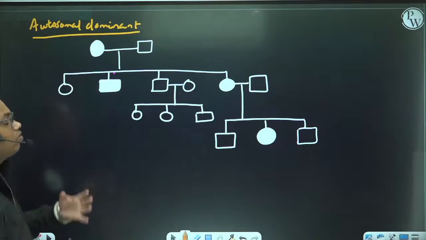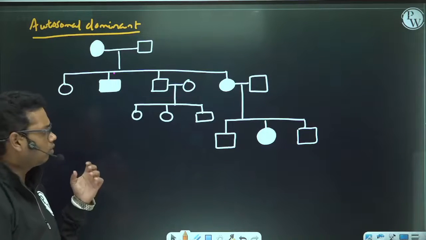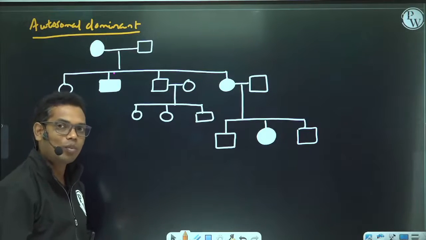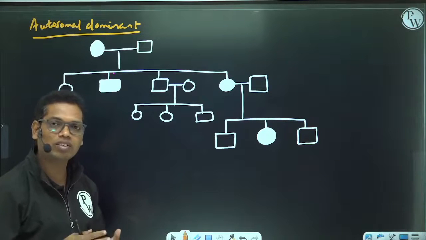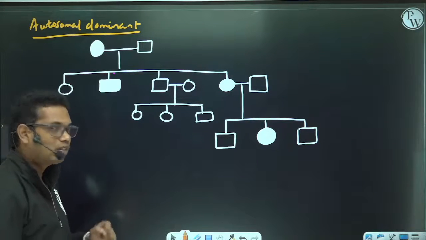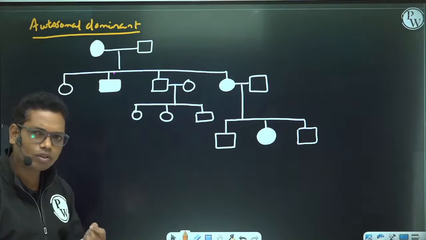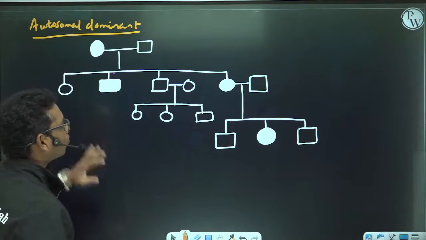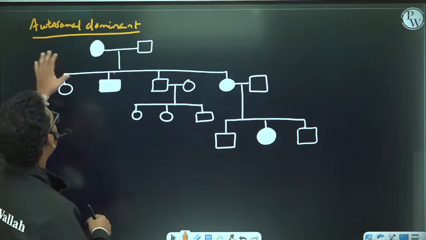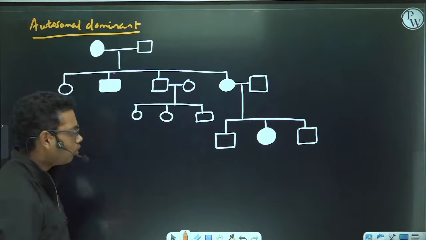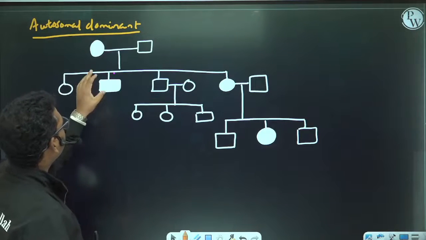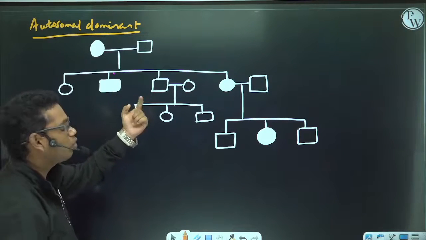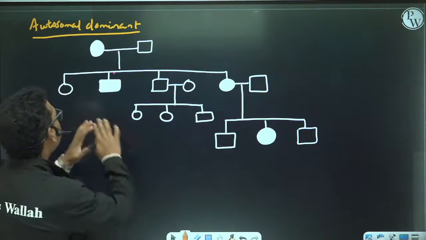So when the diagram is given, you will be asked which type of character or disorder this pedigree analysis shows: autosomal dominant, autosomal recessive, X-linked dominant, X-linked recessive, like that. For that I have some tips. If the pedigree is of autosomal dominant, then you have to look at one feature: the parent is affected but at least one individual is normal.